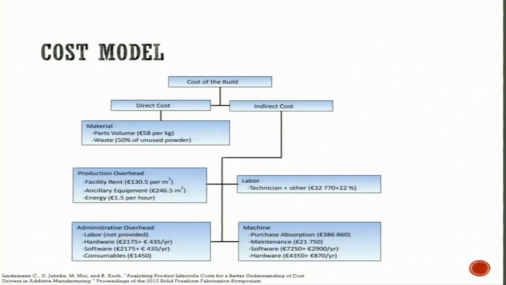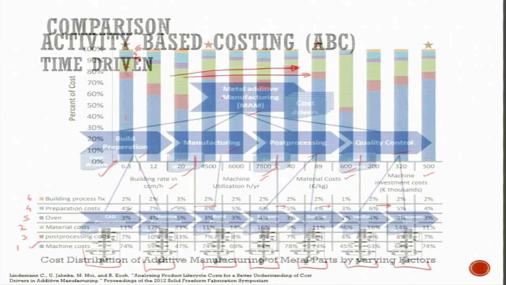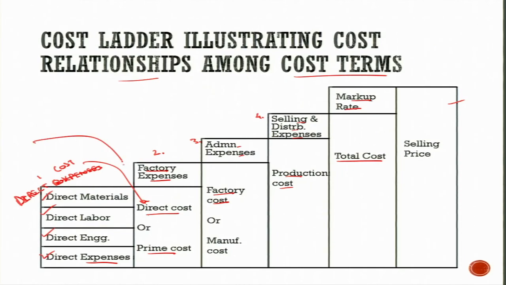So to see the cost of the build, we have the direct cost and indirect cost. The direct cost, which was mentioned previously as well, is the material cost, that is the part volume, which is given in this specific study as 58 US dollars per kg. The waste is 50% of the unused powder. The production overhead is the indirect cost. This is the only direct cost that we have. That is the first part in this. This is the direct cost.